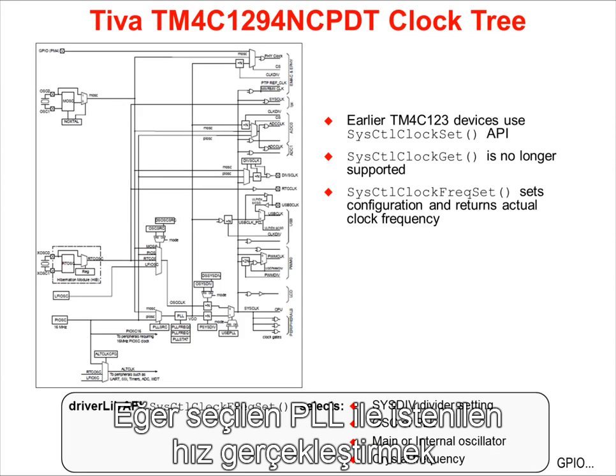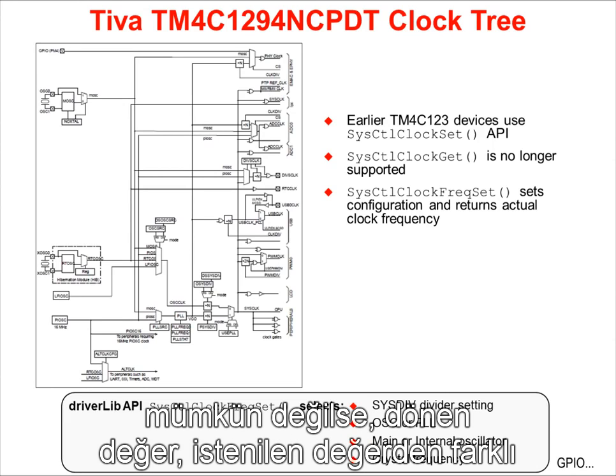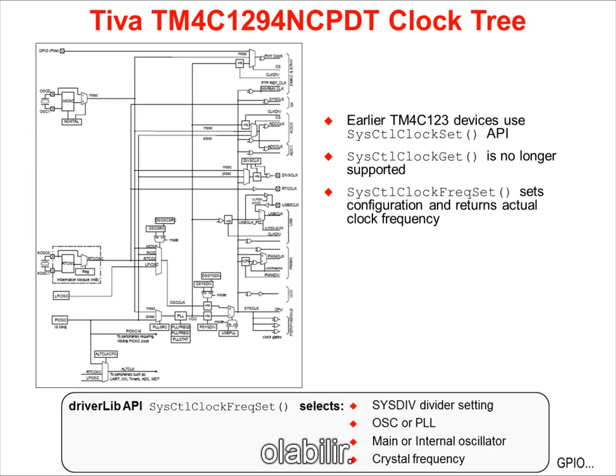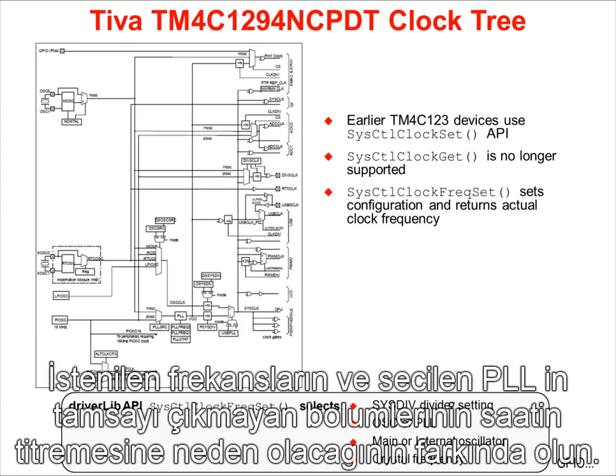If your selection of PLL and the desired speed are not possible to achieve, the return value may be different from your desired value. You should also be aware that selecting PLL and desired frequencies that result in non-integer divisions can result in sysclock jitter.